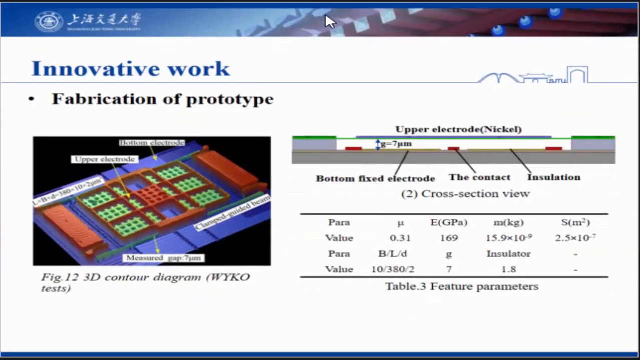Shown in figure 12, this is a prototype of an RF switch based on the clamped guided beam. An interferometric profilometer is used to measure the height profile. The measured electrode gap is 7 micron, and the beam thickness is only 2 micron. The other dimensional parameters are shown in table 3.